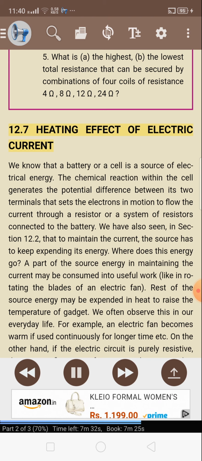12.7 Heating effect of electric current. We know that a battery or a cell is a source of electrical energy. The chemical reaction within the cell generates the potential difference between its two terminals that sets the electrons in motion to flow the current through a resistor or a system of resistors connected to the battery. We have also seen, in section 12.2, that to maintain the current, the source has to keep expending its energy.